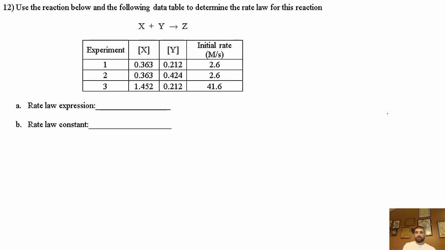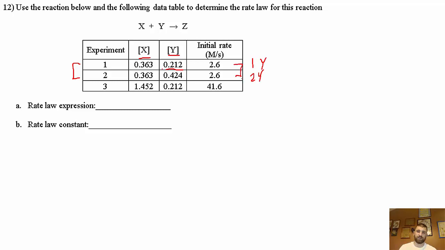12. Use the reaction below and the following data table to determine the rate law for this reaction. So we have to figure out, well, what's the rate order in terms of x and what's the rate order in terms of y. So in order to do that, we have to isolate. So if we take a look at experiment 1 and 2 over here, you can see that the x's are the same and we change the y. The y goes from 0.212 to 0.424. So what we're doing here is we got pretty much 1y, and then here we got 2y.